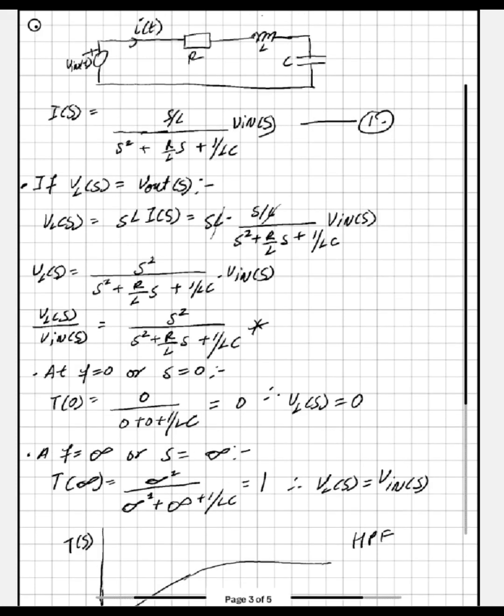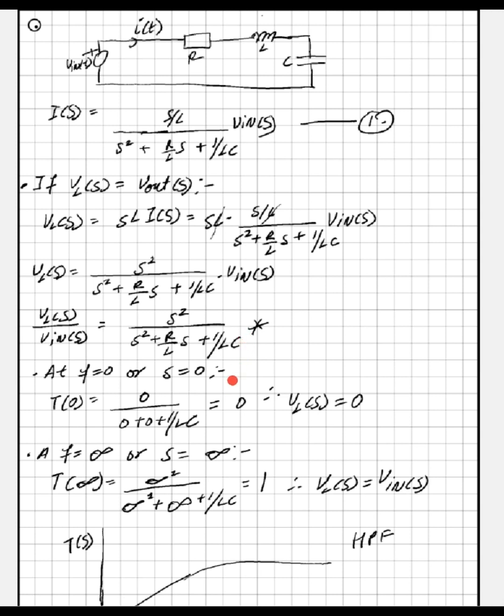Now, if we look at the next one, where we take the output voltage as the voltage across the inductor, we'll use the same current equation. This is a common equation since this is a series circuit. For that, it's again very simple. The voltage across the inductor is sL times I(s). sL here is the inductive reactance. We substitute I(s), simplify that equation, and we get this transfer function.